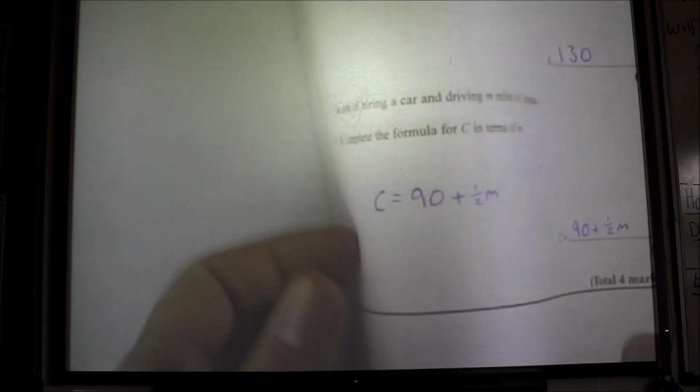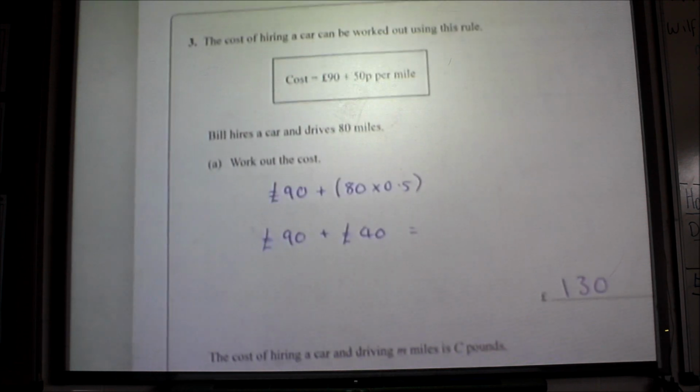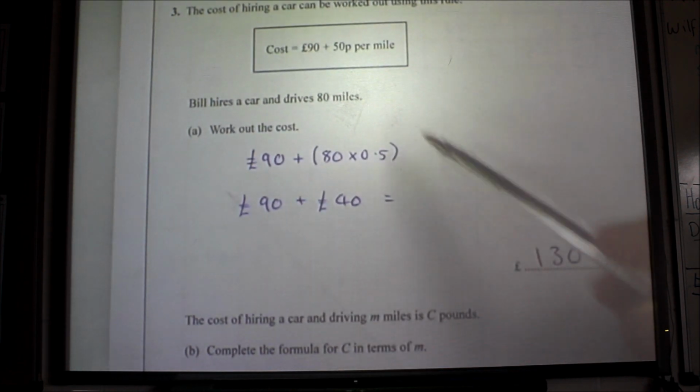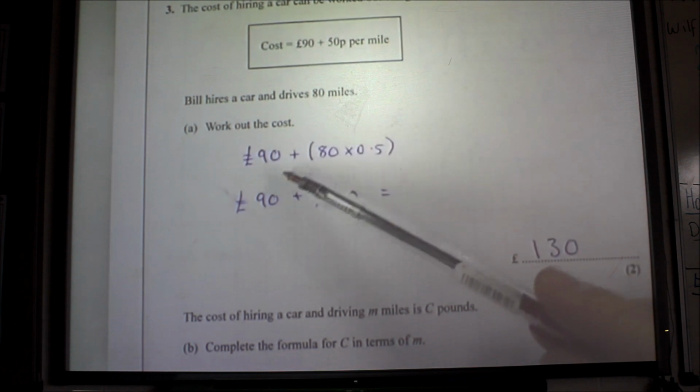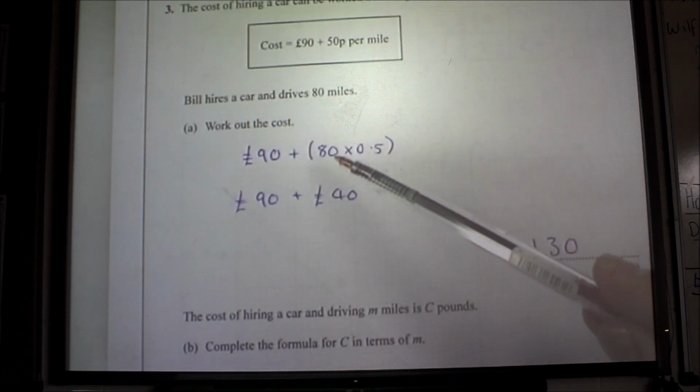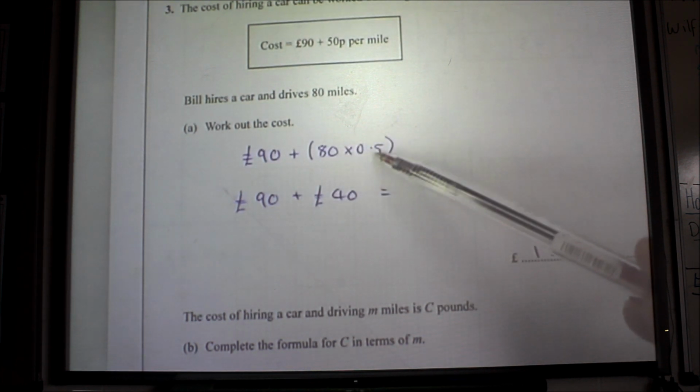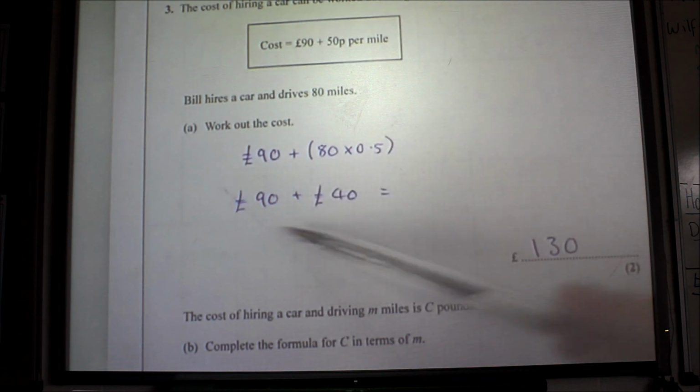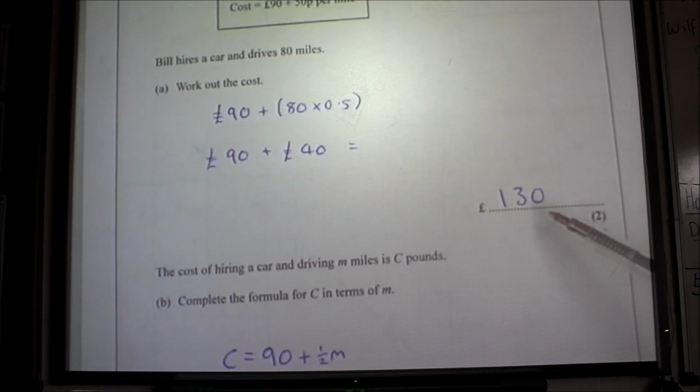The cost of hiring a car can be worked out using this rule. Bill hires a car and drives 80 miles. Work out the cost, so it's 90, add 80 miles times 50p, or 0.5. Do it on your calculator and you should get £130.